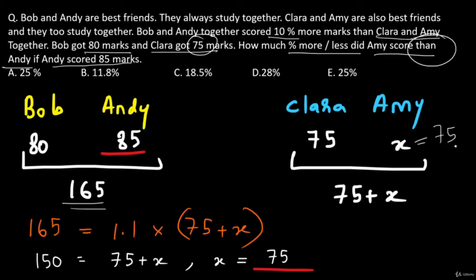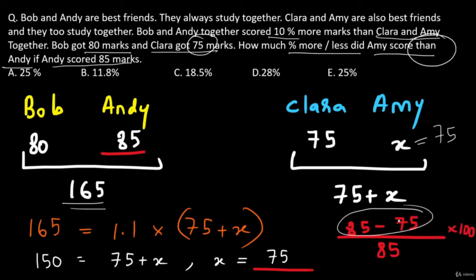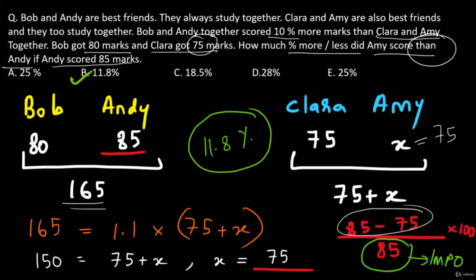Because we have found that X is equal to 75, and the percentage change over here is 85 minus 75, which is the absolute change, divided by the starting point. And remember over here we are comparing it compared to Andy's score. That's why the denominator over here is 85 and not 75, and that's the most common mistake that students make. So make sure that you have 85 in the denominator over here. So that is 10 divided by 85 into 100, and on solving you will get this as 11.8%, which is option B.